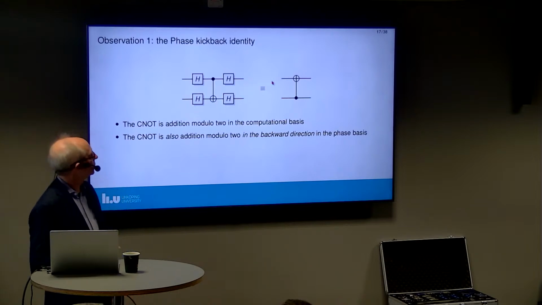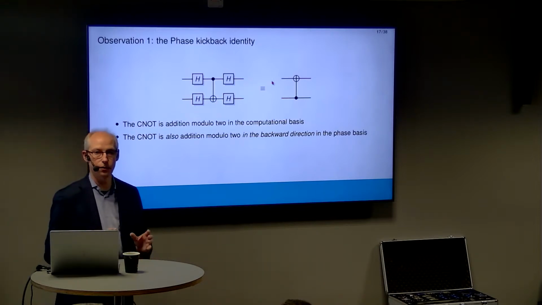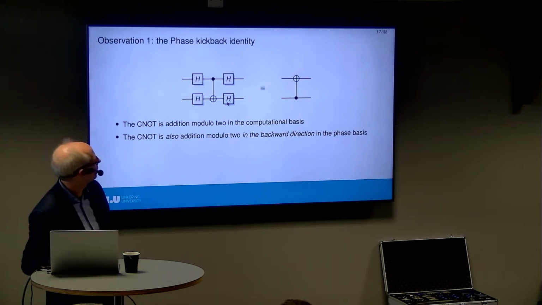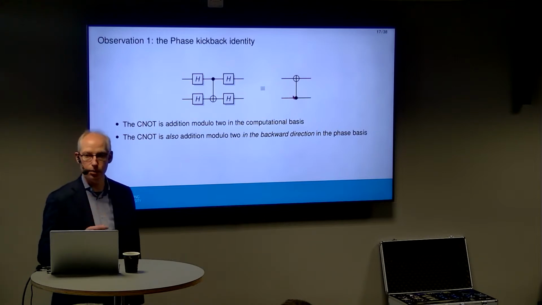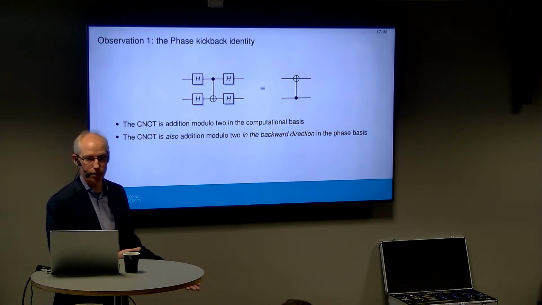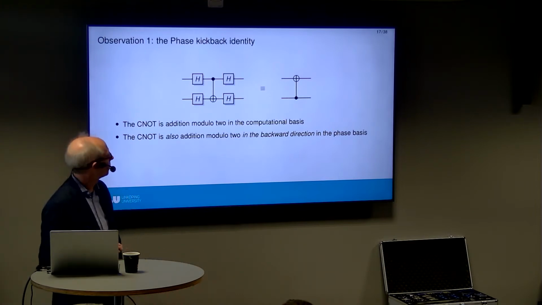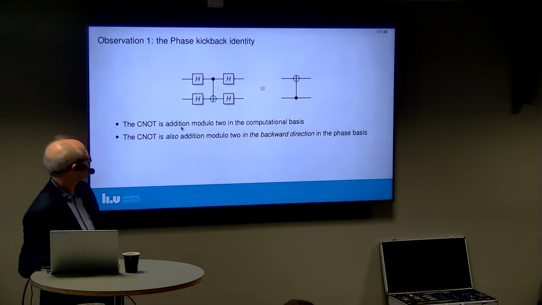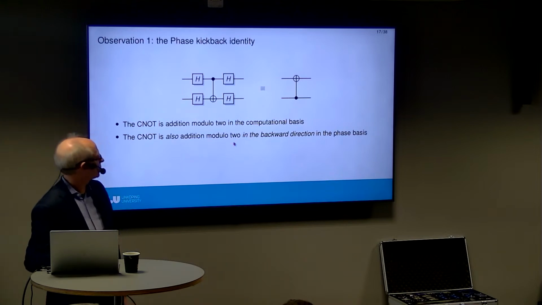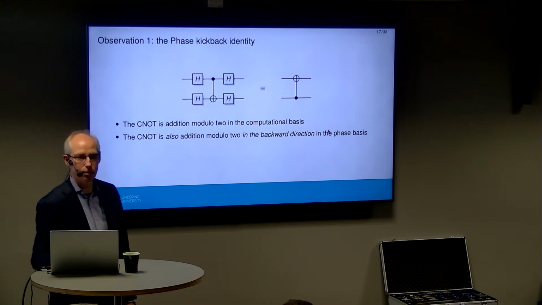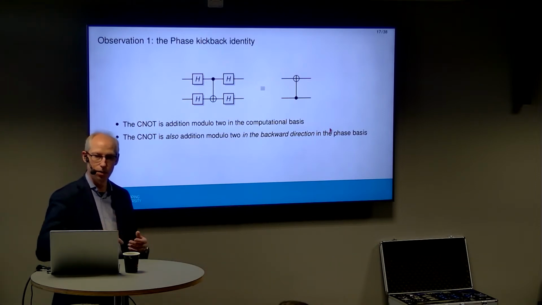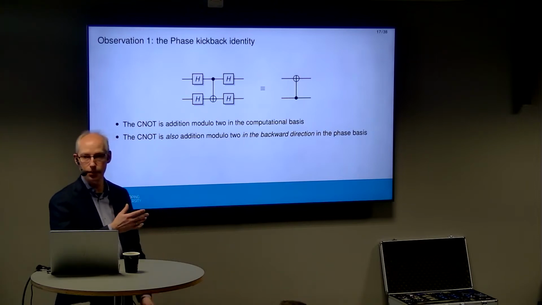Yeah. This effect is called phase kickback. If I put information in the phase here, this C0 will turn upside down. That doesn't happen in a classical machine. I mean, there is no phase in a classical machine. So the C0 is addition modulo 2 in the computational basis, but it's also addition modulo 2 in the other direction in the phase basis. So by switching between here, I can determine which direction the information will flow in, so to speak.